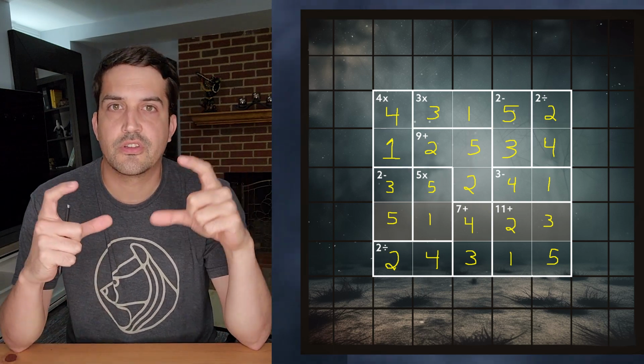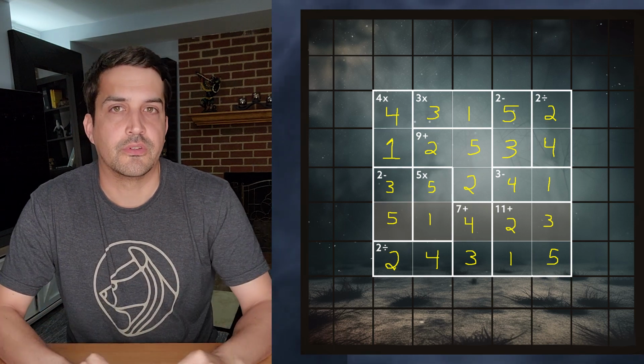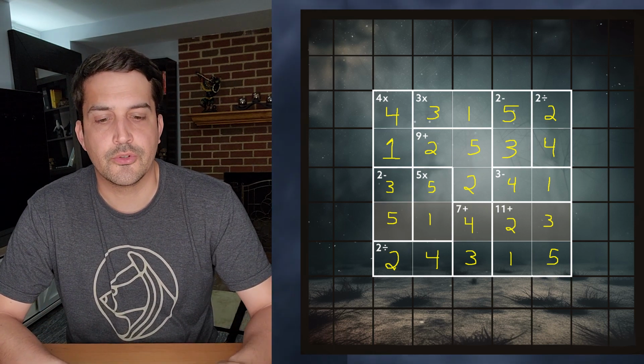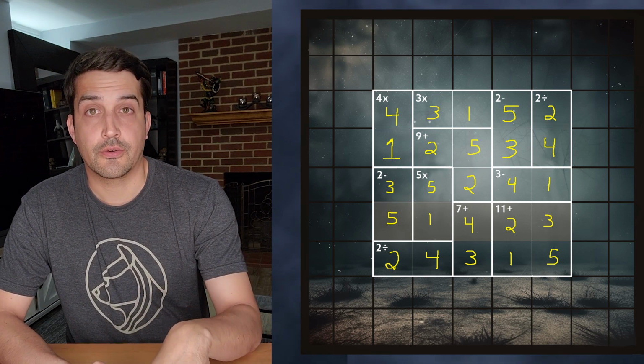And within each section that's outlined, there's a number in the corner and a mathematical arithmetic operation. You should be able to do that arithmetic with the numbers in that box to get the answer in the corner.